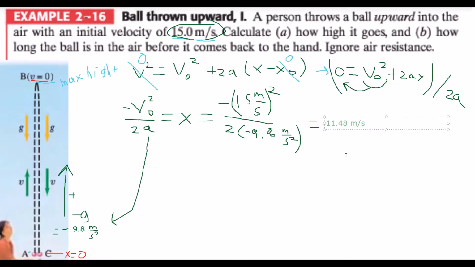And we know it's going to be meters. We know it's going to be meters over seconds because we have this meters over second squared. So that's going to become meters squared over second squared. And then it's over meters second squared.